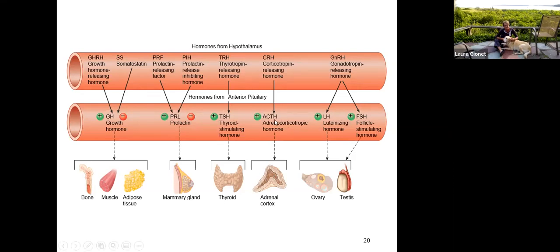Adrenocorticotropic hormone targets the adrenal cortex of the adrenal gland. Again, that will then stimulate the release of another hormone. And then the last two that we will cover in the reproduction system, luteinizing hormone and follicle stimulating hormone. Those are released in both males and females. So we'll look at that at reproduction.